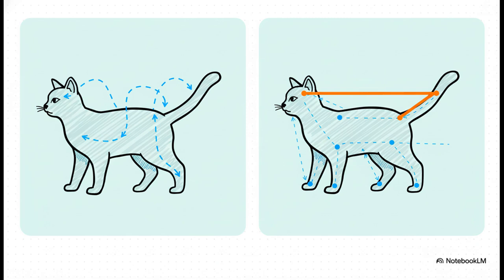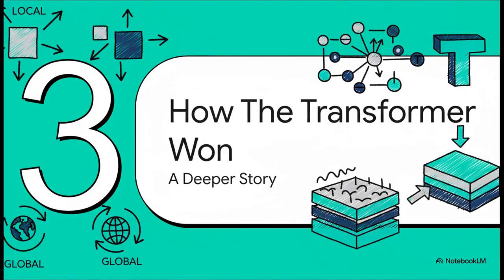It's all about locality. For it to understand the relationship between, say, the cat's ear and its tail, it takes many, many layers of processing. But a transformer? It gets that global context from the very beginning. That cat's ear and its tail can talk to each other directly in a single step. It's a huge difference. So there you have it, two totally different philosophies, local versus global.